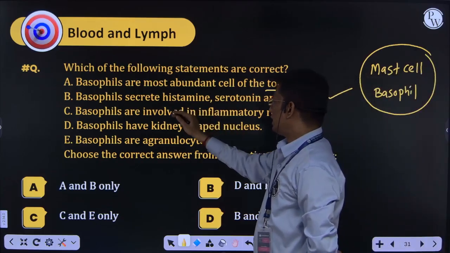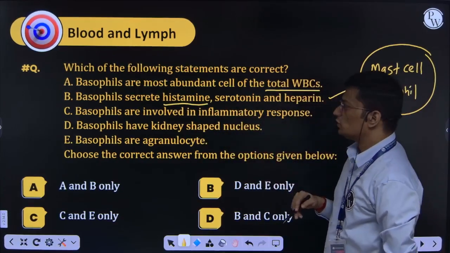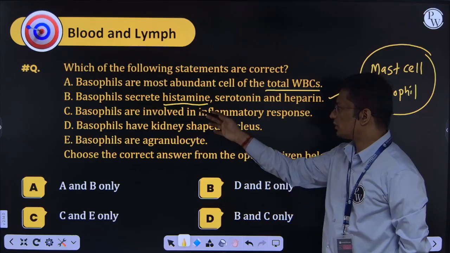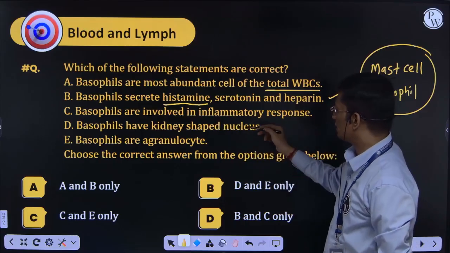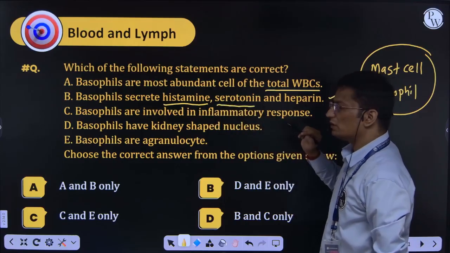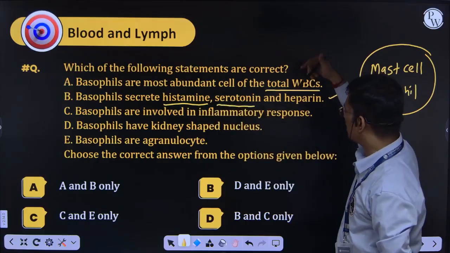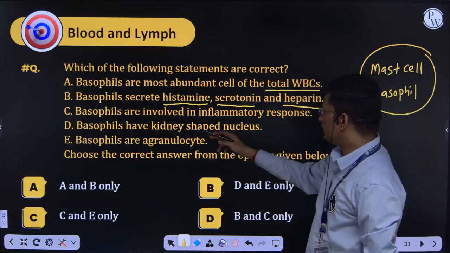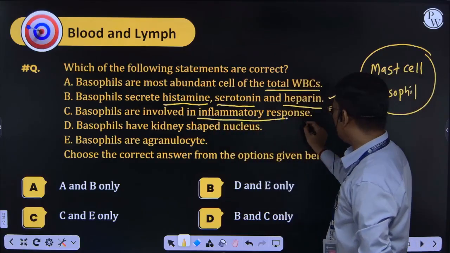Histamine is a vasodilator. It will dilate the blood vessel. During the allergic response also, blood vessel dilation takes place due to the production of histamine by mast cells. Serotonin will constrict the blood vessel, so the blood pressure increases. Heparin is a natural anticoagulant. So this is true. Basophils are involved in inflammatory response.